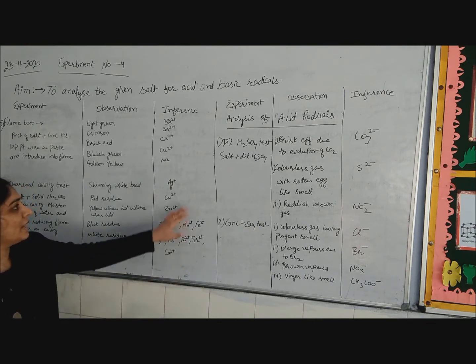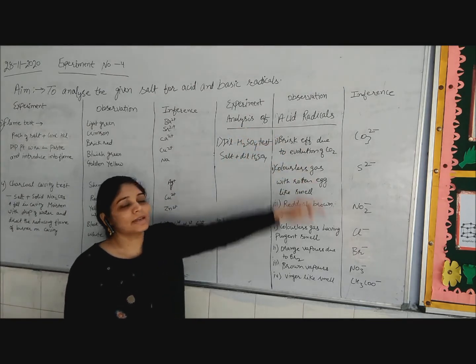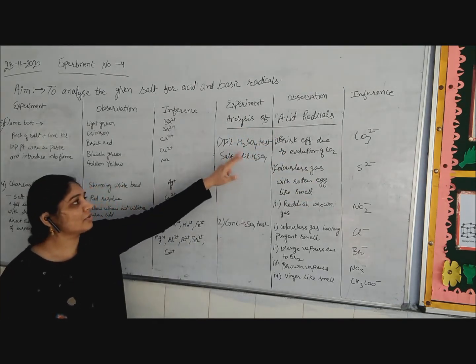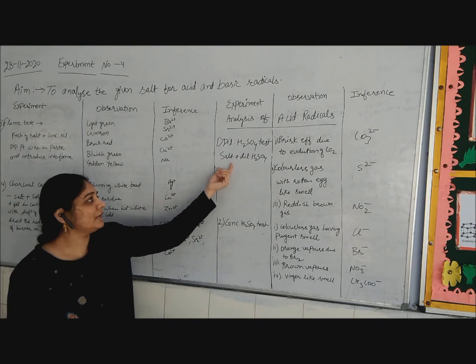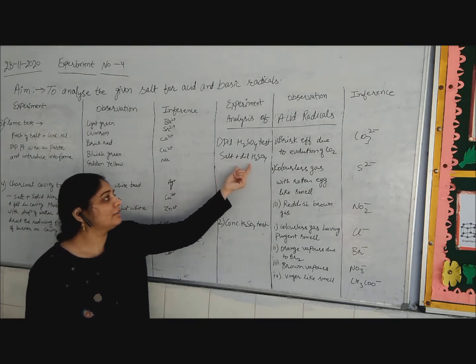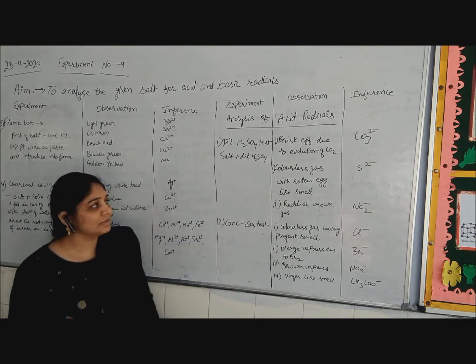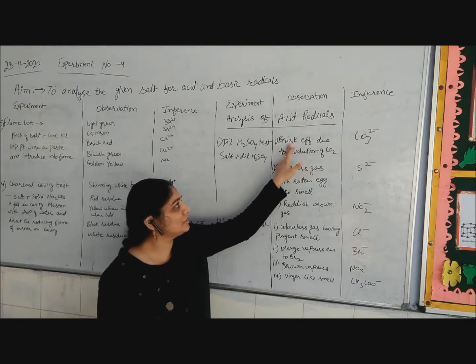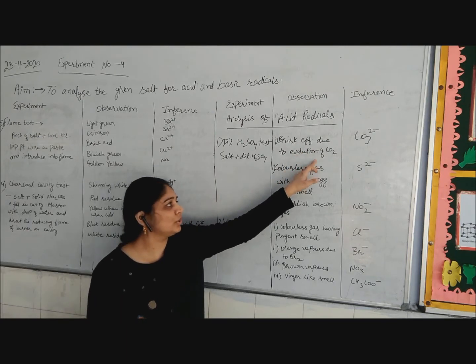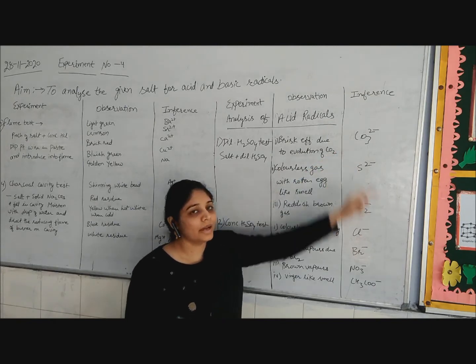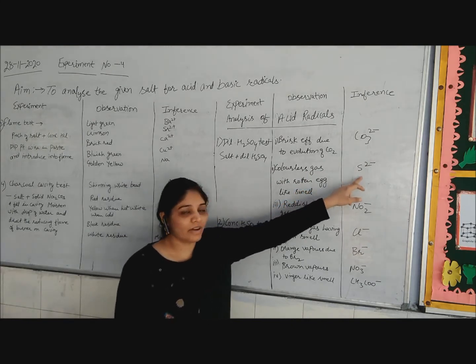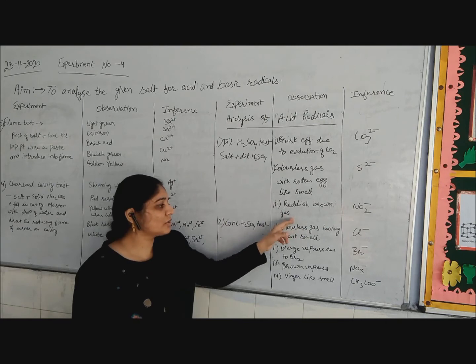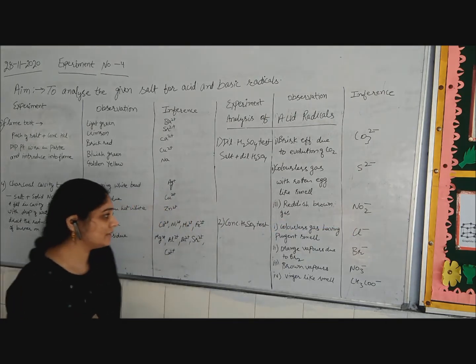Then we proceed towards the analysis of acid radicals. The first test for acid radicals is the dilute sulfuric acid test, in which we take a pinch of salt and add a few drops of dilute sulfuric acid. Then we observe brisk effervescence due to the evolution of CO2. If this evolution of CO2 is observed, then carbonate ions may be present. If colorless gas with a rotten egg-like smell, then sulfide ions are present. If reddish brown gas is observed, then nitrite ions are present.